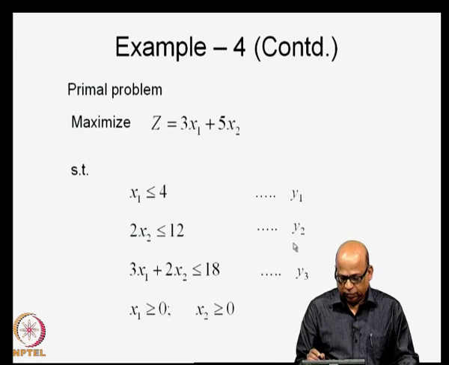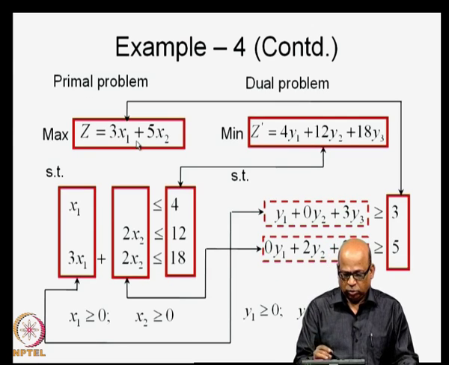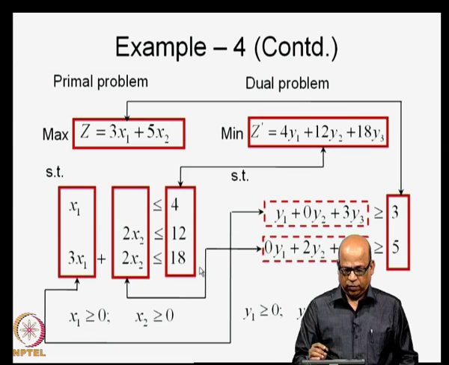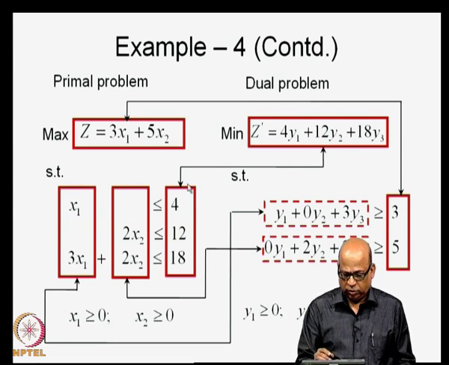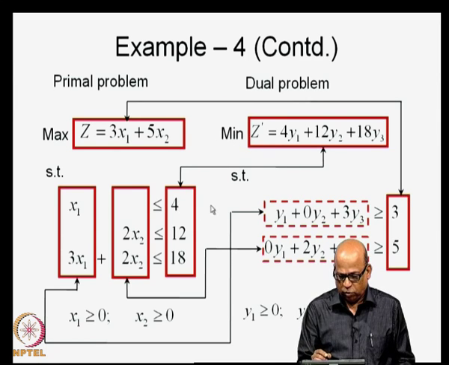We associate the variables y 1, y 2, y 3 with each of the constraints and rewrite this problem as a dual problem. So, for the dual problem, you can verify this here. What was maximization becomes minimization, and we are associating 4 y 1. So, this would be minimize 4 into y 1 plus 12 into y 2 plus 18 into y 3.